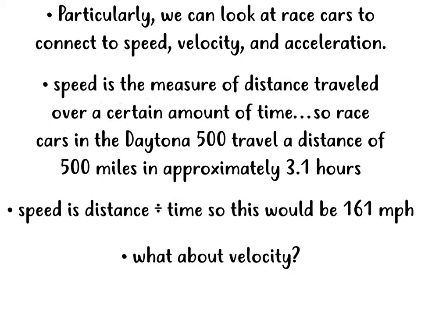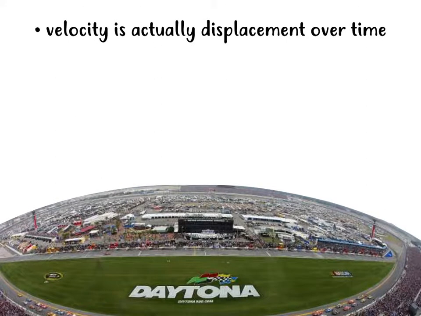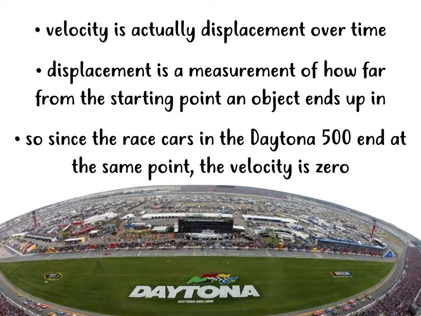So, what about velocity? Velocity is actually displacement over time. Displacement is a measurement of how far from the starting point an object ends up. So since race cars in the Daytona 500 end at the same point they started, the velocity is 0.